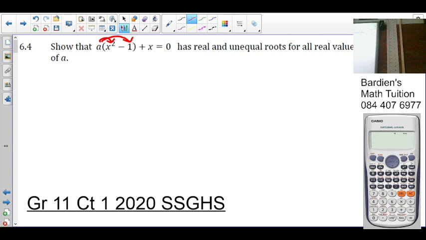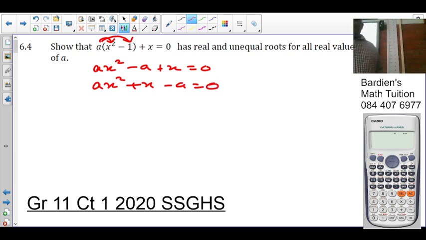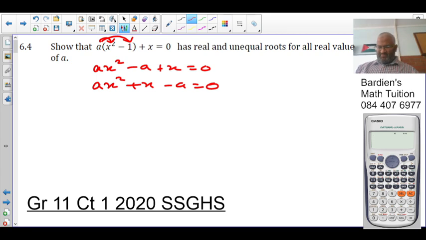Right, we multiply that out. Again, we want it in the form of ax squared plus bx plus c. So that's going to give you ax squared minus a plus x equals 0. But it's not in the standard form. It's going to be ax squared plus x minus a is equal to 0. So what is that to us now? A trinomial, and it's in the form we need it to be.